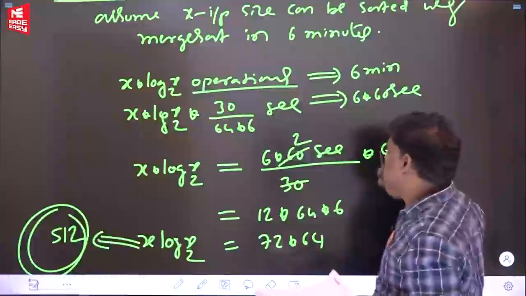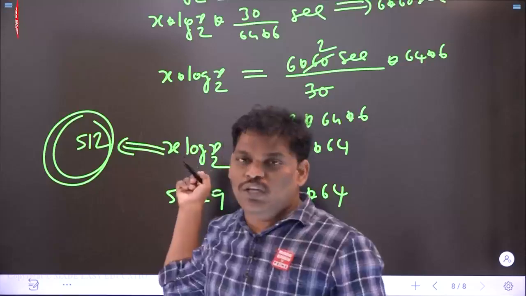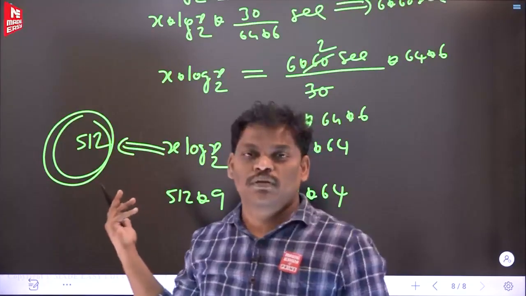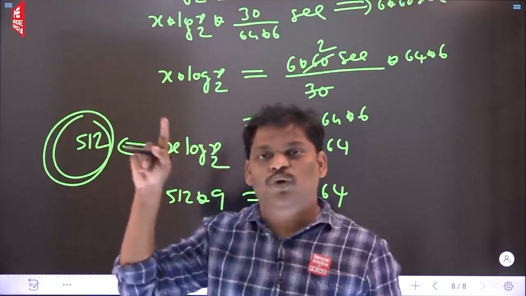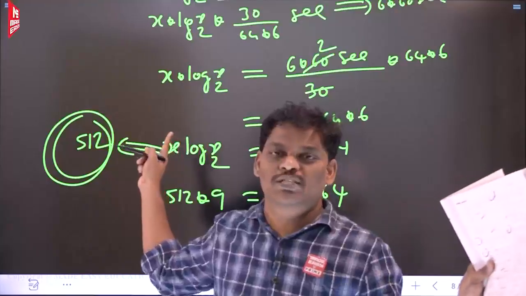Finally, what is the X value? 512. And one more thing: he is asking for the worst case. If the best case is also the same, because merge sort is every time the same story. If it were quick sort, the worst case is n square. Listen, everyone, for all sorting algorithms this problem can be asked. Please be careful.